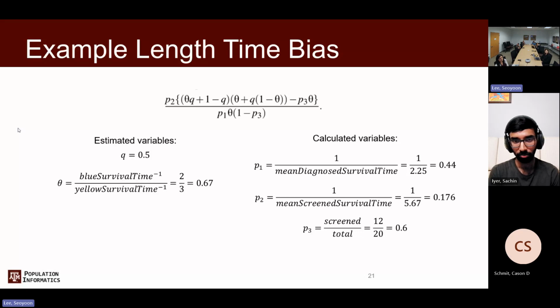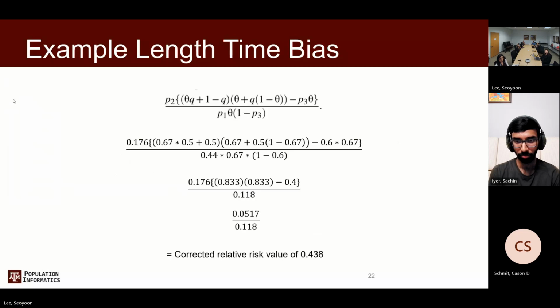We know that half of the patients have the more aggressive cancer and half of them do not. And we have the relative risk for the less aggressive cancer based on the survival times. And we have the observed average survival time for patients who are diagnosed with cancer instead of screen detected. And we also have the mean survival time for patients that have their cancer detected. And we have the likelihood of cancer being screened. So once again, when you fill all of those values into this equation, you get a corrected relative risk value of approximately 0.438.